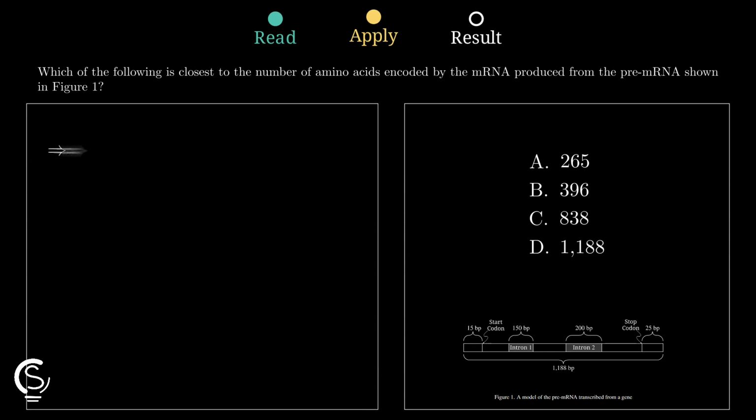Next, we subtract the non-coding regions like the 5' and 3' untranslated areas. This leaves us with the coding sequence, which is exactly 795 nucleotides long.